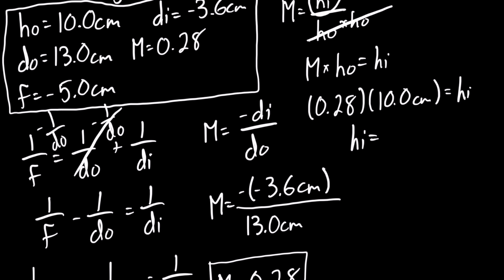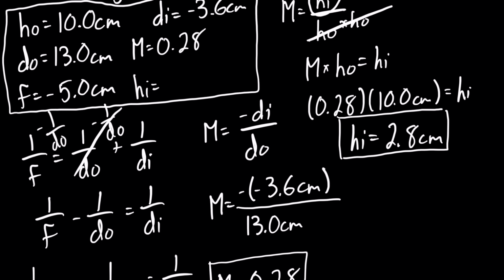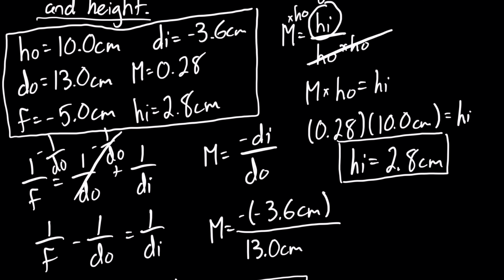If you type it into your calculator with significant figures, you should get a final HI of 2.8 centimeters. Okay, so notice our HI is positive. Okay, so that means we'll have an upright image. Our image will be right side up. Okay, so I can fill out the last of our information that we need. And notice how all my units are also correct. I have centimeters where I should have centimeters. Magnification will not have any type of unit.